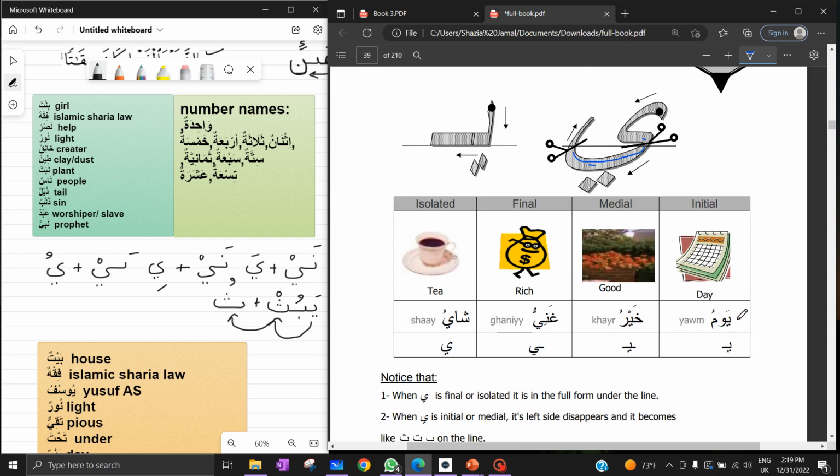The first word is yaum. Yaum means day. So if it is initial, the first letter in the word, how are you going to write it? Just like ba, tha and noon, ya with two dots below. And continuation with the long, is it a long vowel?